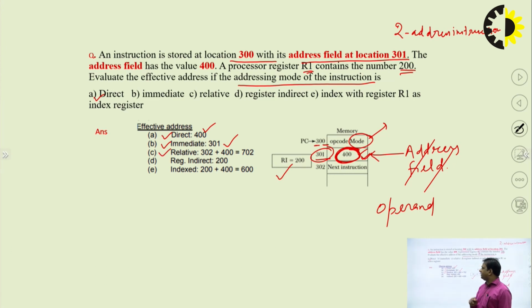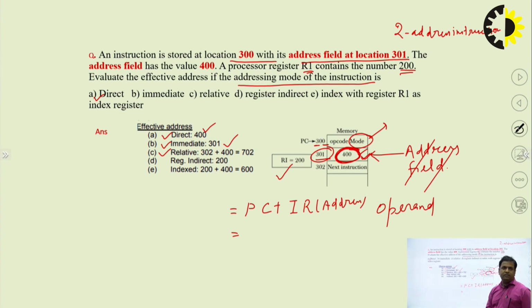Next is the relative addressing mode. That is the program counter plus the address field of the instruction register. If this is 300, 301, what will be the value of the program counter? That is the address of the next instruction, as discussed in the definition of the program counter, that is 302, plus the address field, that is 400. So it becomes 702, right?